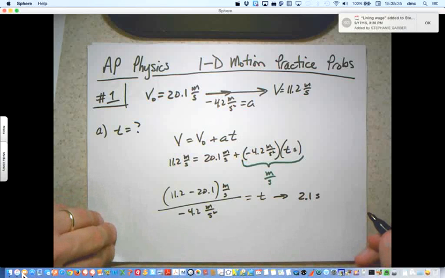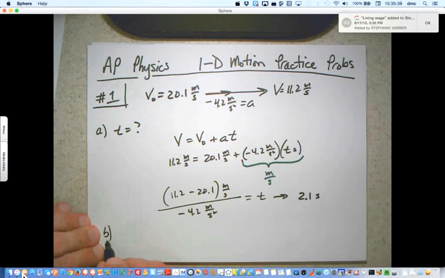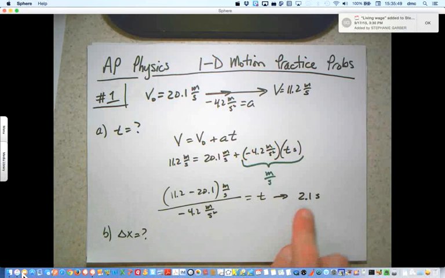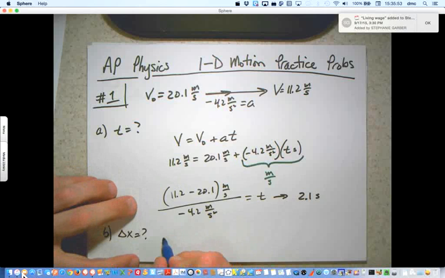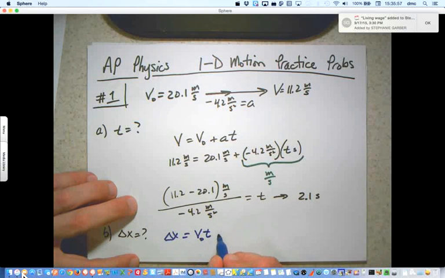Part B asks, well, how far does the car travel? So B asks, what's delta x? Well, we now have choices. We can use our newfound answer to part A, hoping it's right, and use delta x equals the initial velocity times time plus 1/2 the acceleration times time squared.